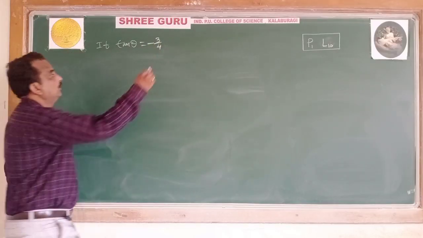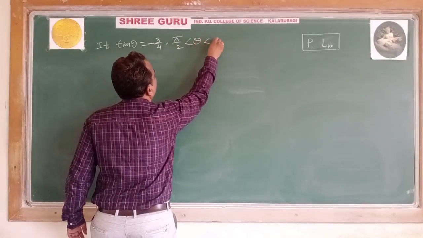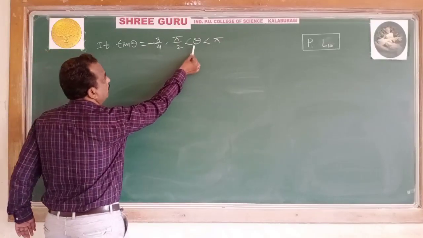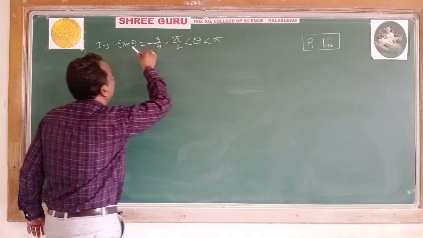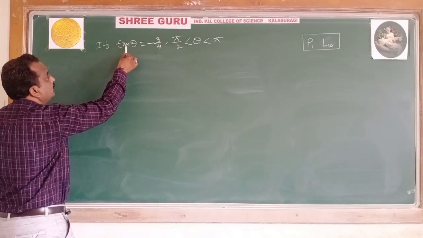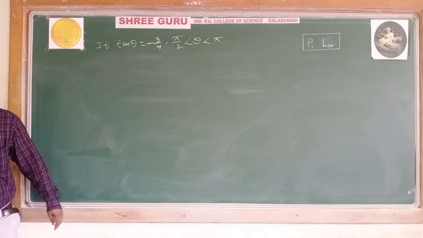And alpha lies between, like that one example I have given here. Tell me, students, what is it? Greater than pi by 2, more than pi by 2 but less than pi. It means more than 90, less than 180. Which quadrant? Second quadrant. In the second quadrant, tan is negative.